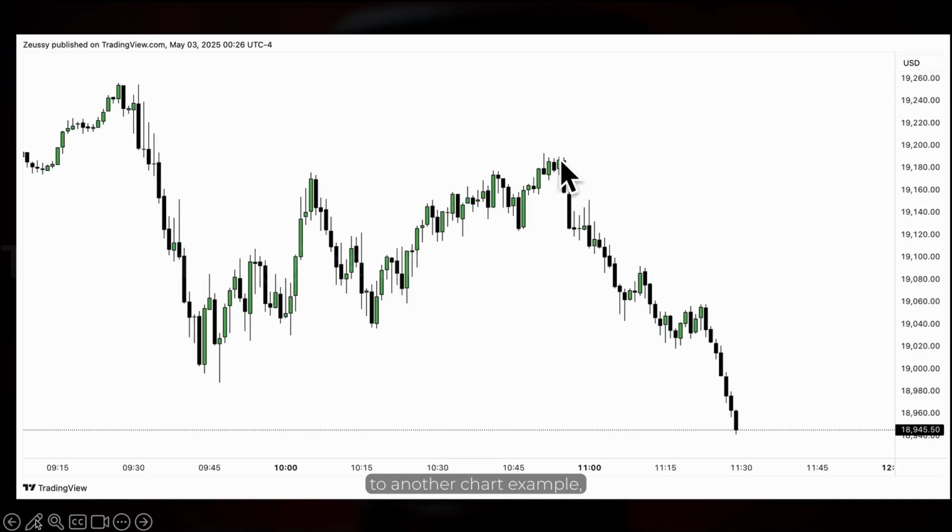When we pay attention to another chart example, I would like you to pause the lecture once again and try to see where the entry patterns present themselves. Now, please keep in mind that when you are looking at this chart, you might see different entry patterns than the ones that I'm about to highlight, and that's all right.